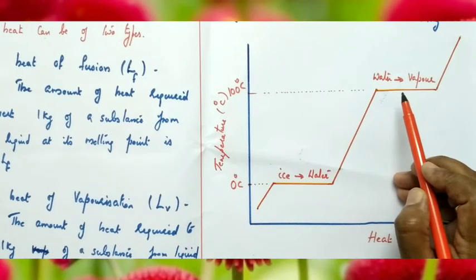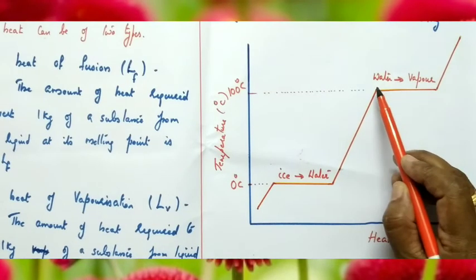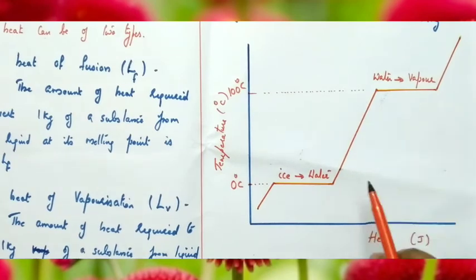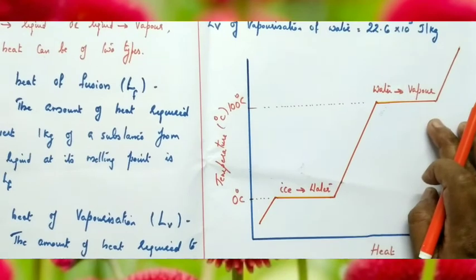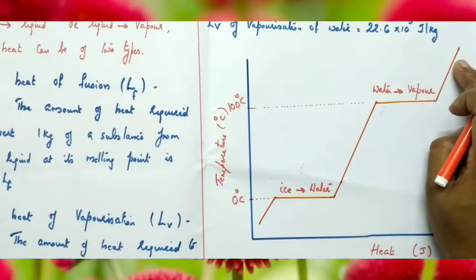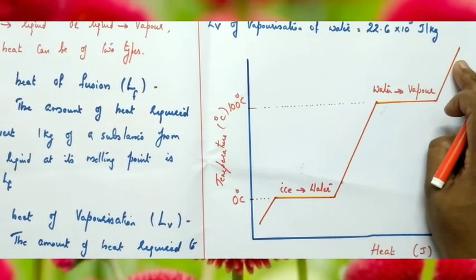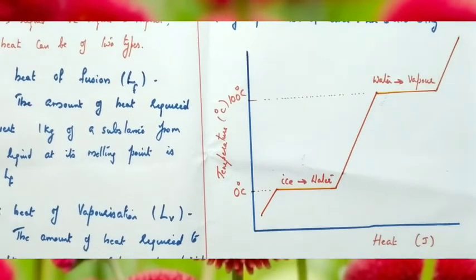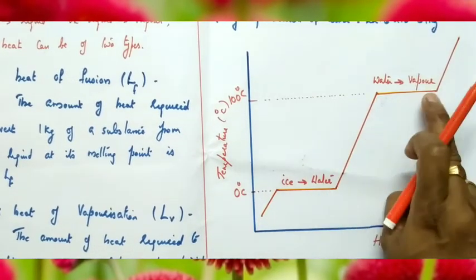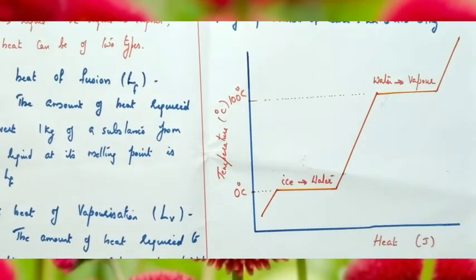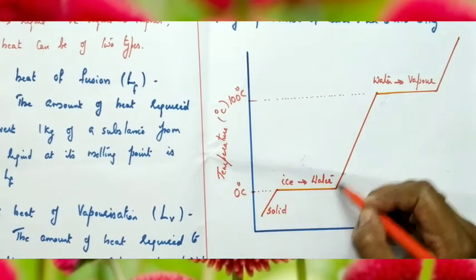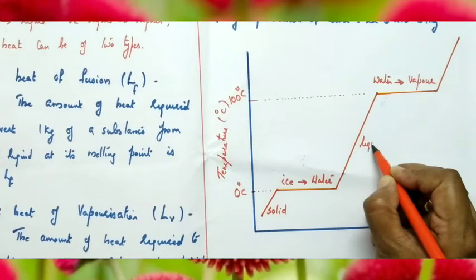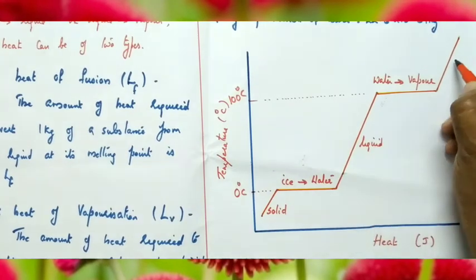That means the quantity of heat supplied is used for change of state from water to water vapor. So during this change of state also temperature remains constant. Again, if you give the quantity of heat, the temperature of vapor increases to some 110 or 115 degrees Celsius. So from the graph it is clear that during change of state temperature remains constant. And here this represents solid state, that is the ice state, and here this represents pure liquid state, and here this represents pure vapor state.